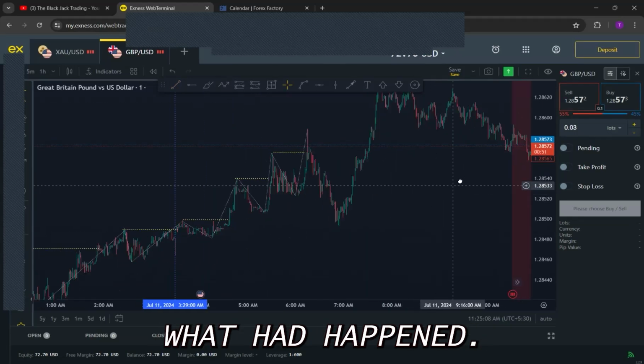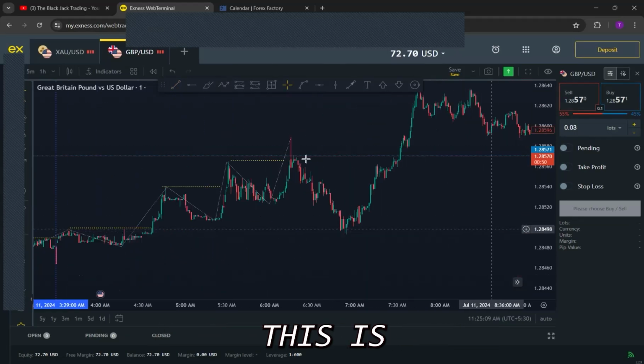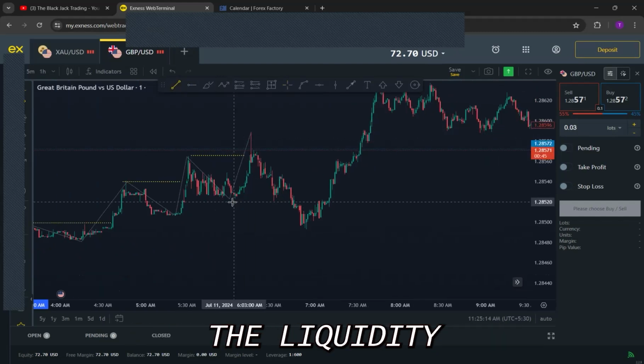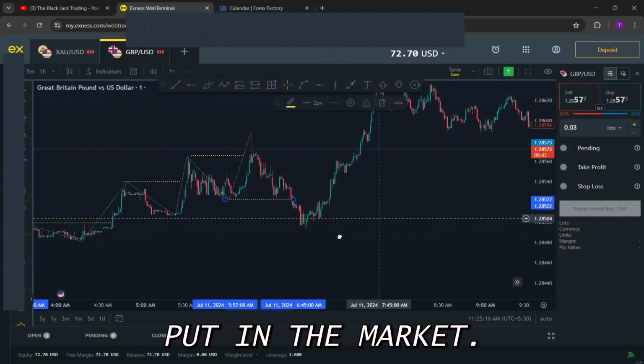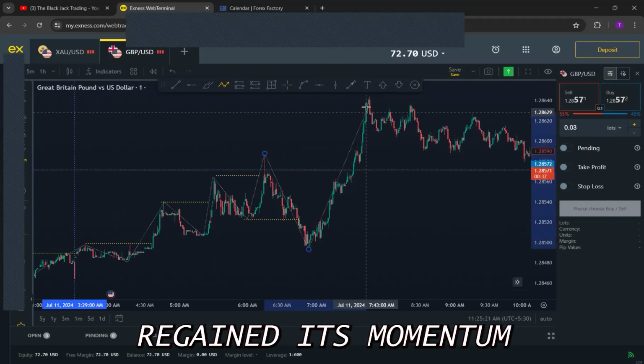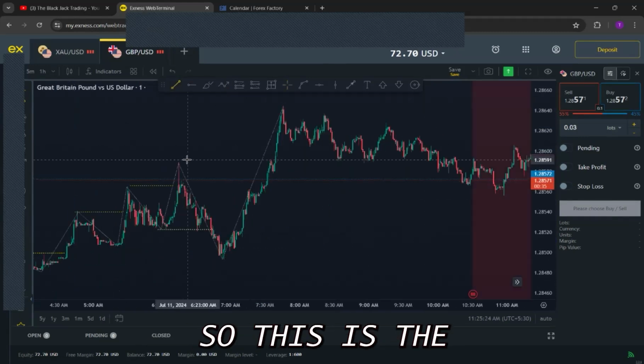And then over here, what did happen? The price actually swept this level. This is a major sweep, or liquidity hunt, because of which the price took out the upside liquidity and then targeted the downside liquidity in the market. So the price created a lower low. However, the price regained its momentum and created a new higher high in the market. So this is the major momentum.